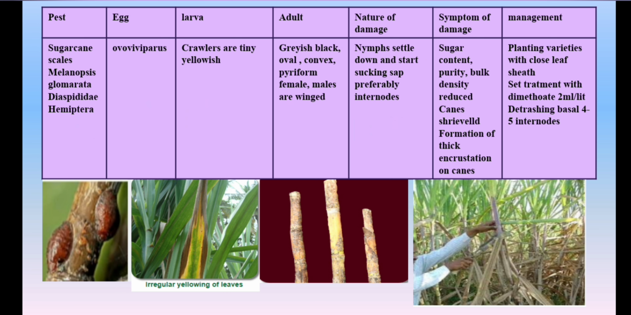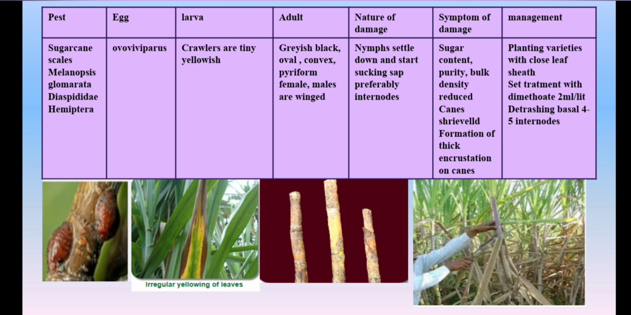So sugar content will be reduced. Sugar content, purity, and bulk density will be reduced. And as these are sucking juice from the canes, the canes will be shriveled. Formation of thick encrustation will be there because of the bodies of the scales on the canes.